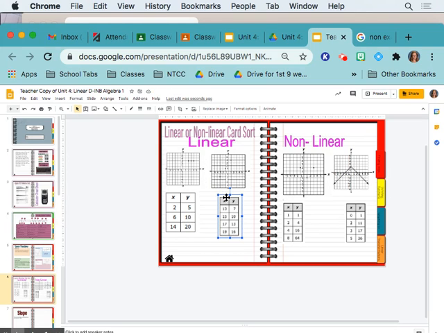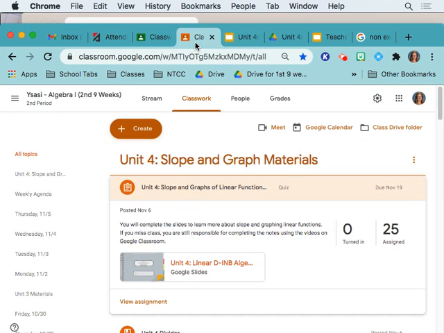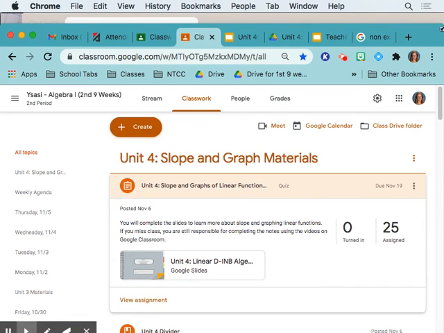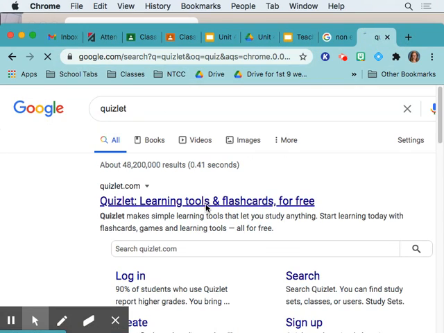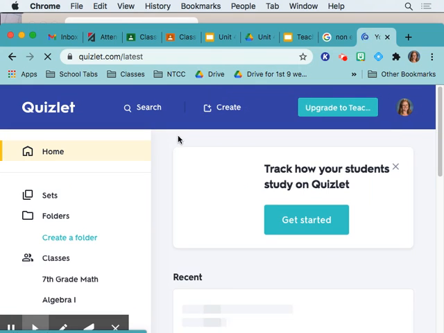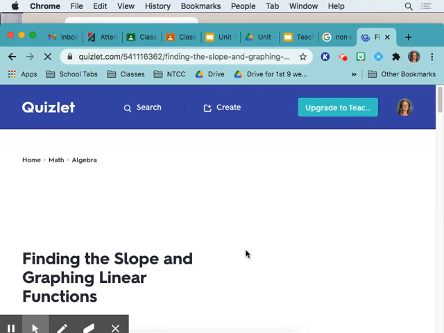Okay, we are done with our digital notebook. What you're going to do now is your Unit 4 divider, and you're going to do the vocab on there. The vocab should be on a Quizlet, and I don't see it yet, but I will share that with you, and you will go on Quizlet. Let's see, finding slope and graphing linear functions. So I will copy this link over to Google Classroom for you.